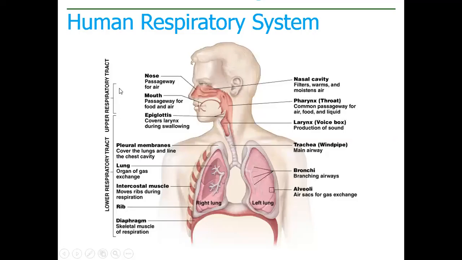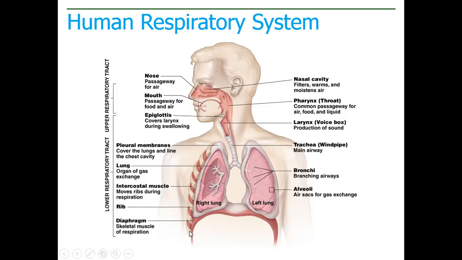Let's return to the initial figure. This is the nose, the nasal cavities, the pharynx, the larynx or voice box, the trachea, and bronchi, and the bronchioles. This is the right lung and the left lung.